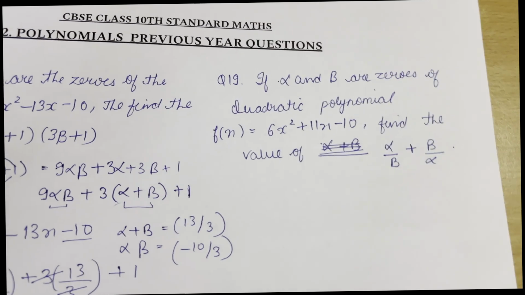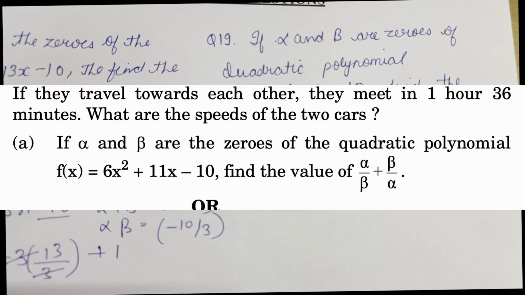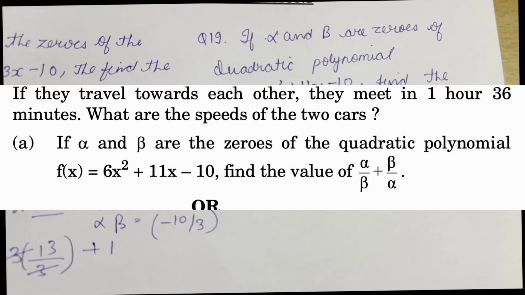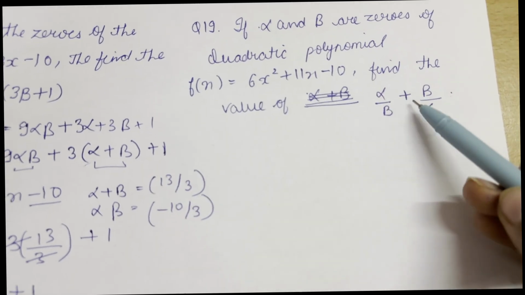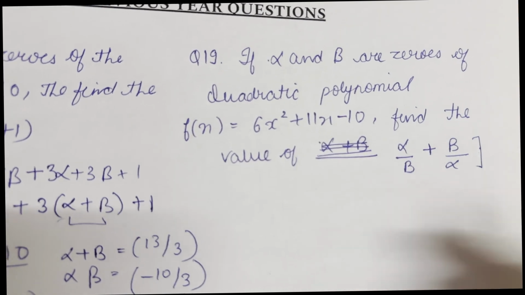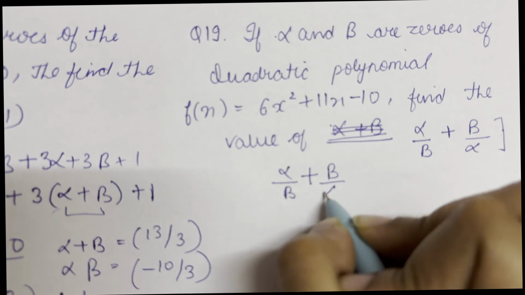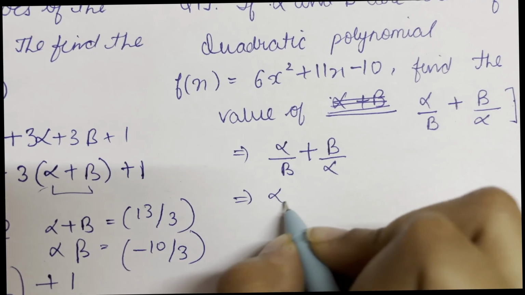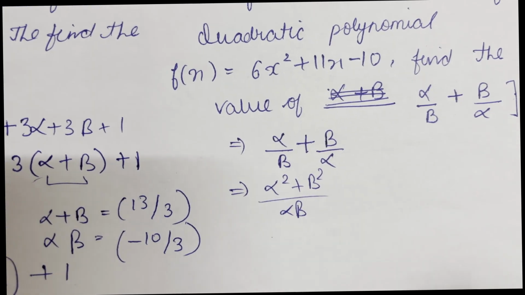This question says that if alpha and beta are the zeros of the quadratic polynomial 6x square plus 11x minus 10, we are asked to find the value of alpha by beta plus beta by alpha. So first we will simplify this expression. Alpha upon beta plus beta upon alpha. On taking LCM, we get alpha square plus beta square upon alpha beta.